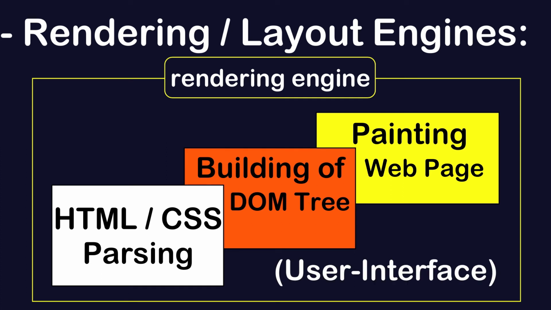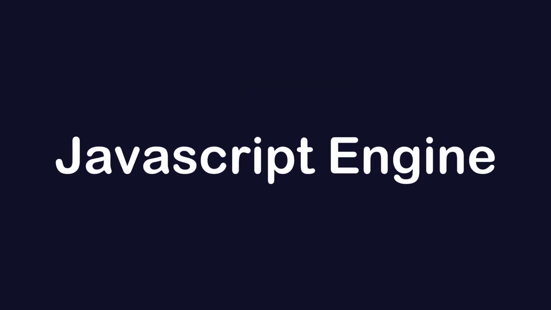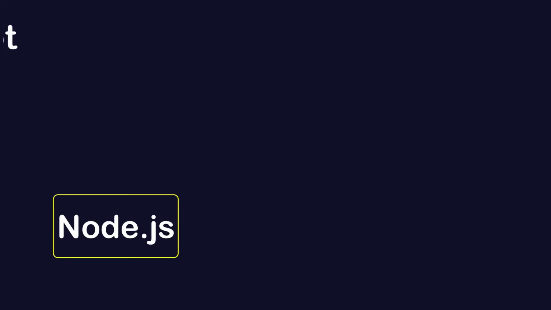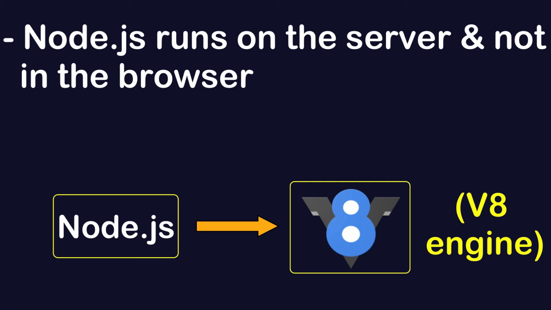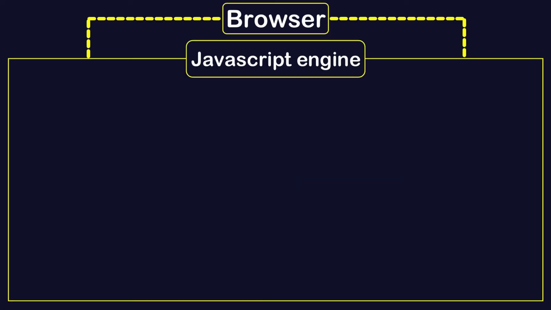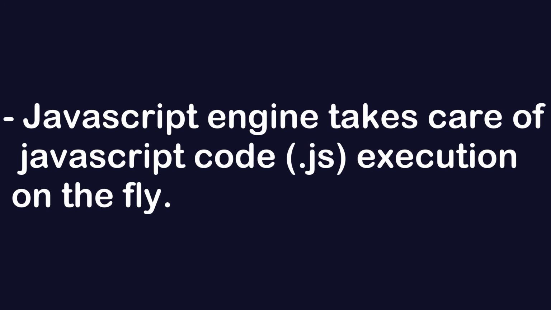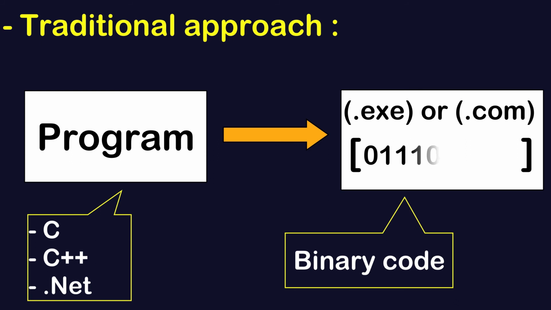Now, let's discuss the JavaScript engine. The JavaScript engine is a software module and part of the browser which takes care of JavaScript execution in the browser. Of course, nowadays, JavaScript engines are also used separately. For example, Node.js uses the V8 engine separately from the browser as well. But at the moment, we are discussing with reference to the browser. So this module takes care of running the JavaScript embedded with HTML pages in the browser. The JavaScript engine takes care of JavaScript code execution on the fly. In the traditional approach, you find that the program is converted to binary code, maybe .exe or any other executable format. This does not happen with JavaScript or HTML and CSS.